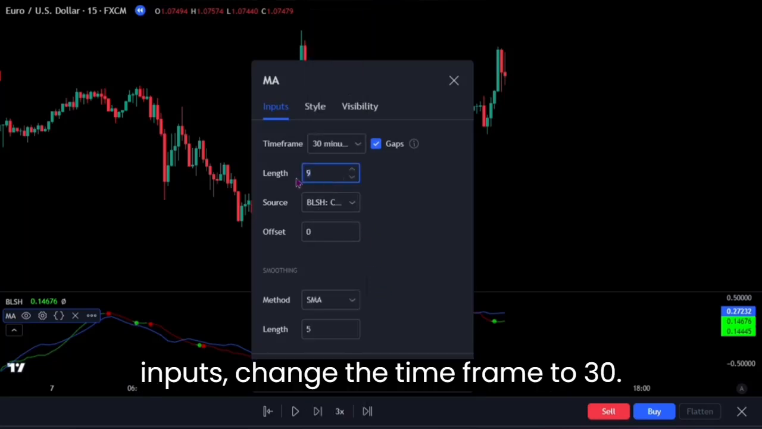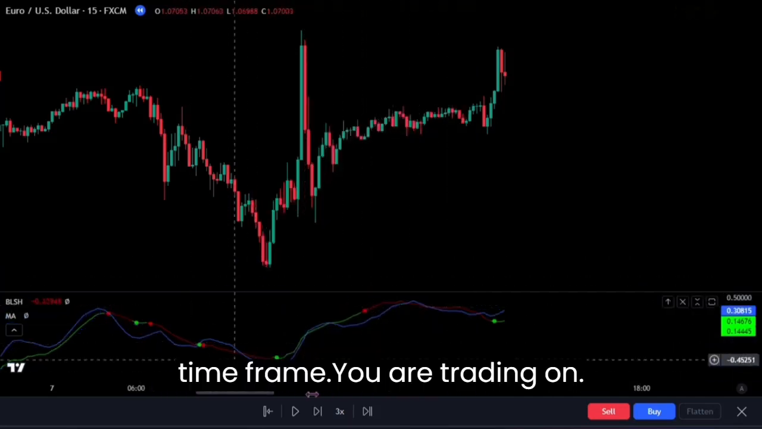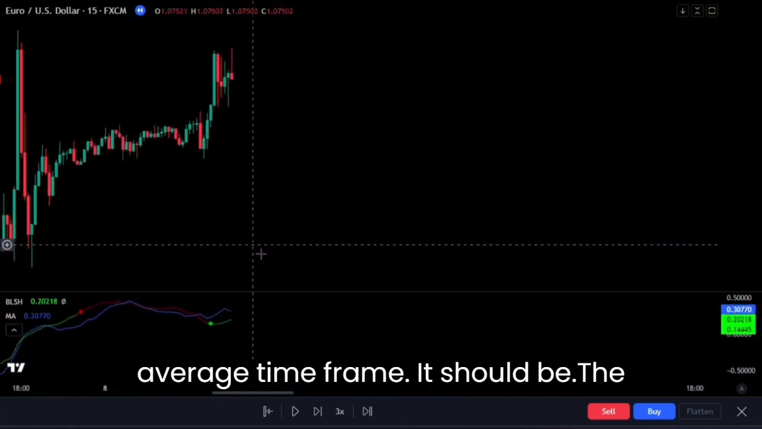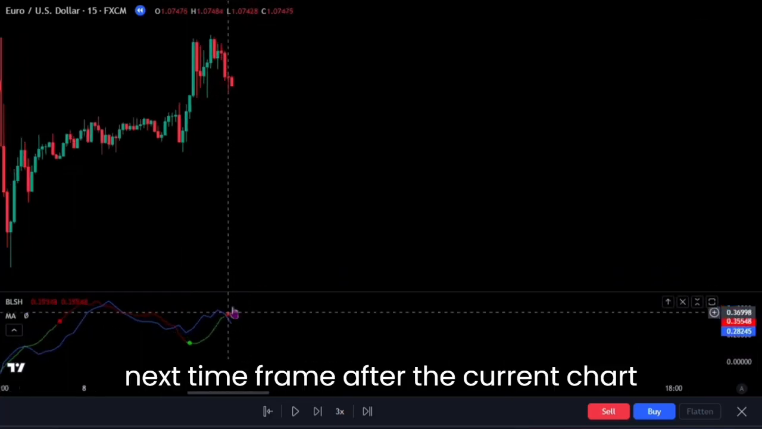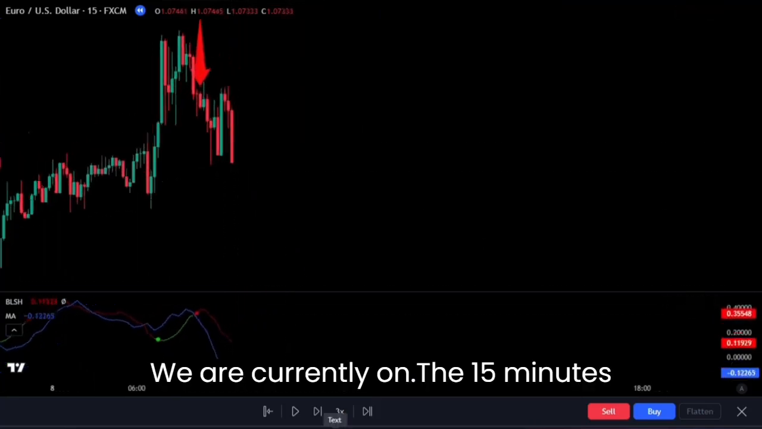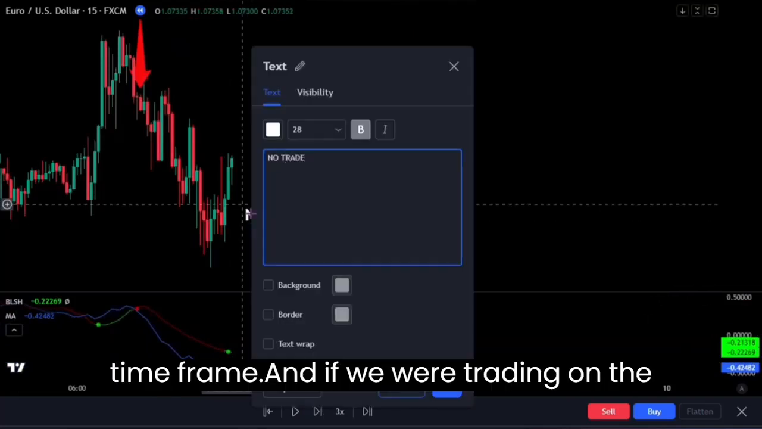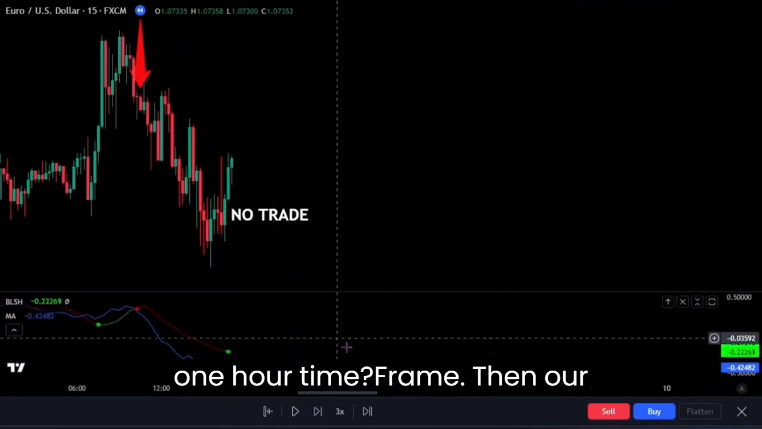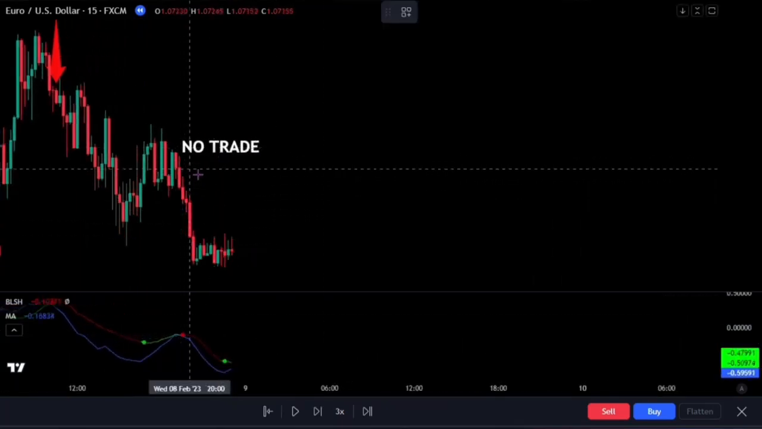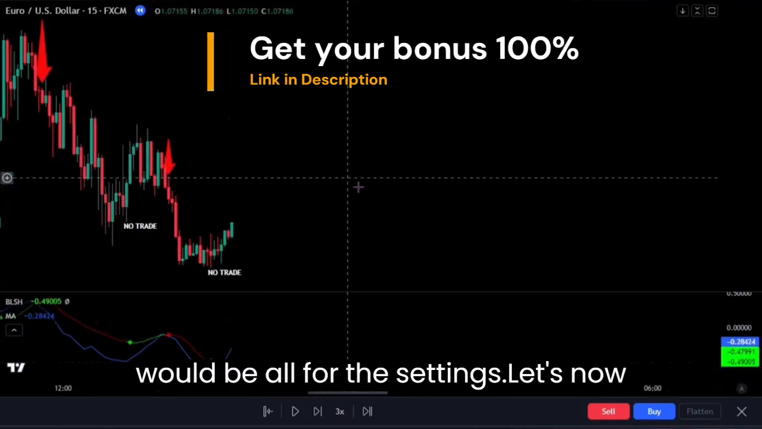On the inputs, change the time frame to 30 minutes. Please note that no matter the time frame you are trading on, make sure when selecting the moving average time frame, it should be the next time frame after the current chart you are viewing. What we mean is this: we are currently on the 15 minutes time frame, so we chose the 30 minutes time frame. And if we were trading on the 1 hour time frame, then our moving average time frame would be set to 2 hours. Moving on. Now set the length to 5. And that would be all for the settings.